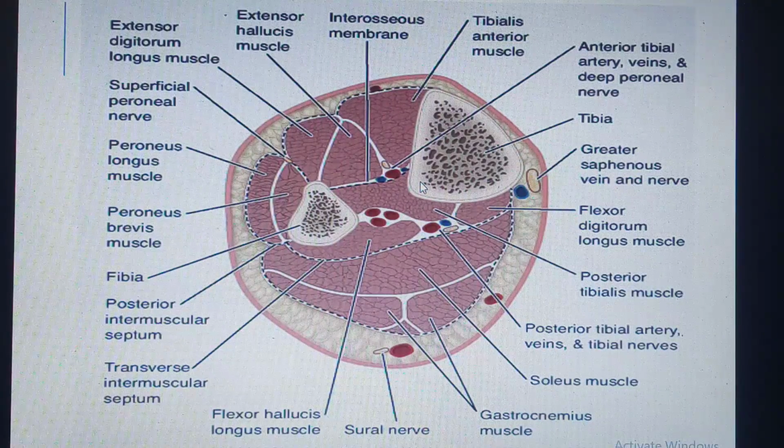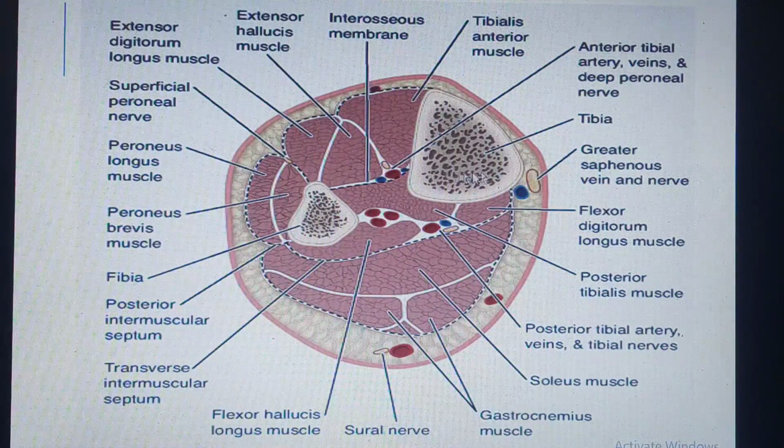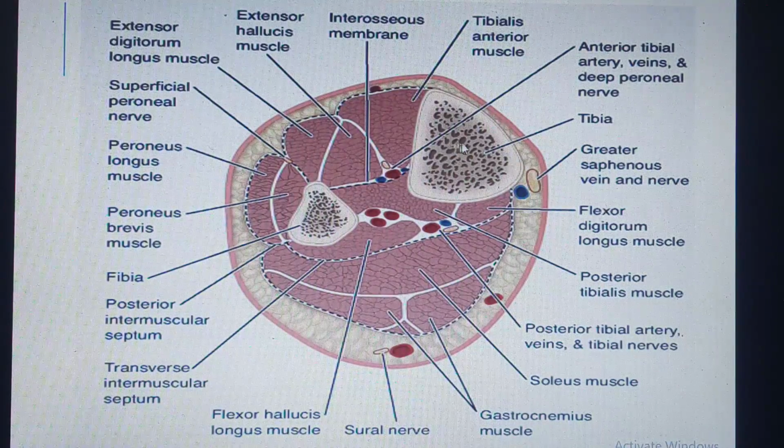Now get to know that for you to appreciate these muscles very well, you also have to know that in the leg region there are three compartments, and that's where the muscles are. We have the anterior compartment, the lateral compartment, and the posterior compartment. The other thing you have to know is your landmarks. There are two bones in the leg region, and these two bones are the tibia and the fibula.